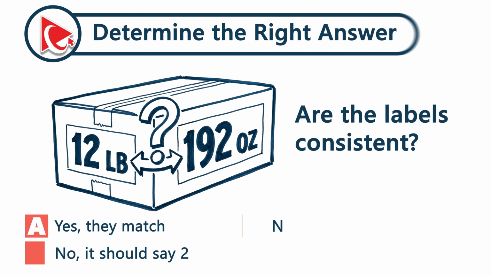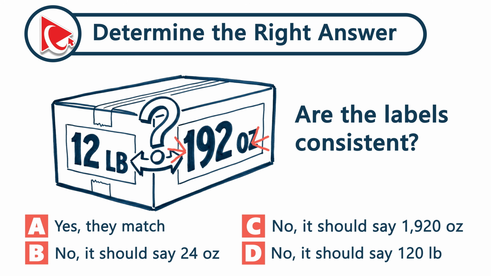A package weight is 12 pounds. The label says 192 ounces. Are the labels consistent?